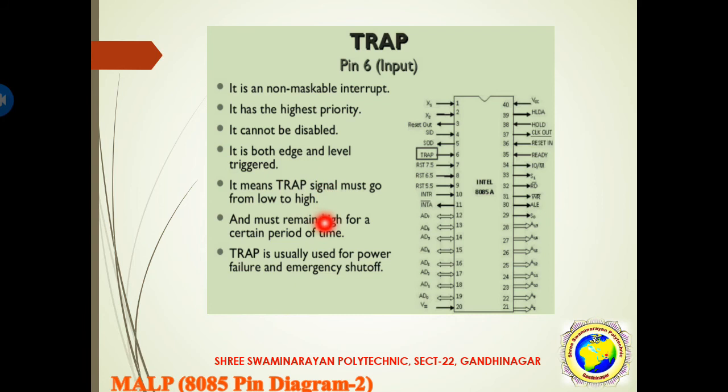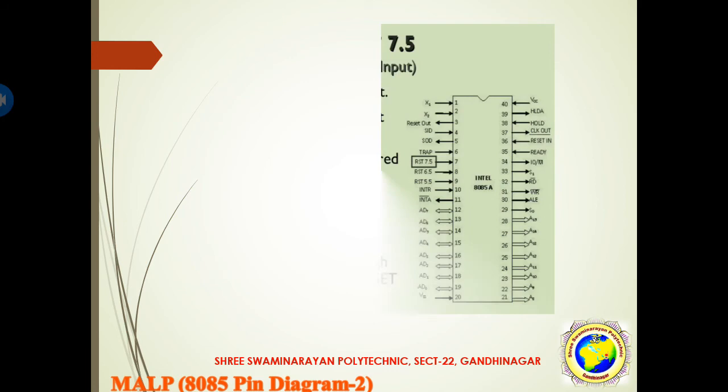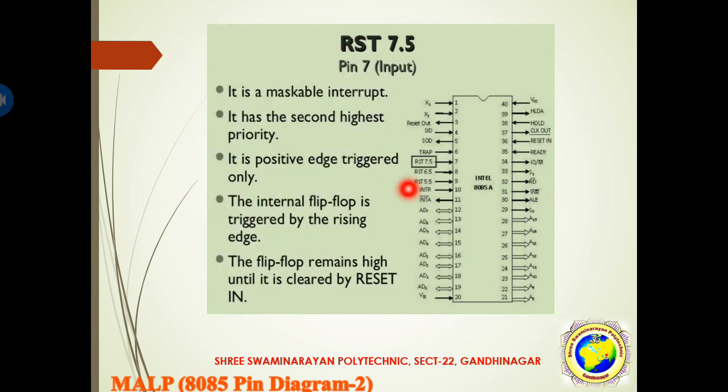It means the trap signal must go from low to high and must remain high for a certain period of time. TRAP is usually used for power failure and emergency shut-off. So whenever there is a power failure or emergency shut-off, this pin must go from low to high. Okay. The next is the reset input.